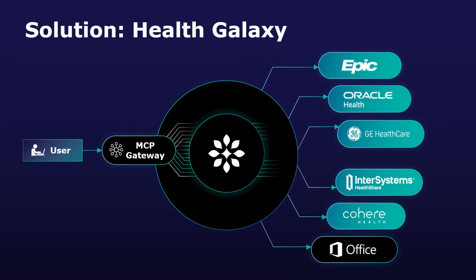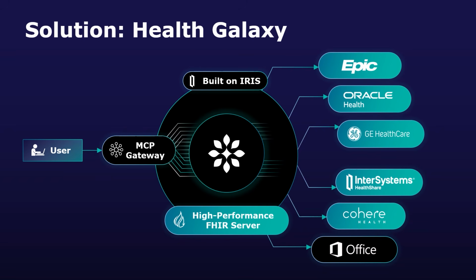So what's MCP? It stands for Model Context Protocol. In principle, it's just the way that AI communicates with all of these different systems on the server side. And all of this is, of course, leveraging InterSystems IRIS, allowing us to also leverage our high-performance FHIR server. So this leverages both the communication capabilities as well as the storage capabilities of InterSystems IRIS.